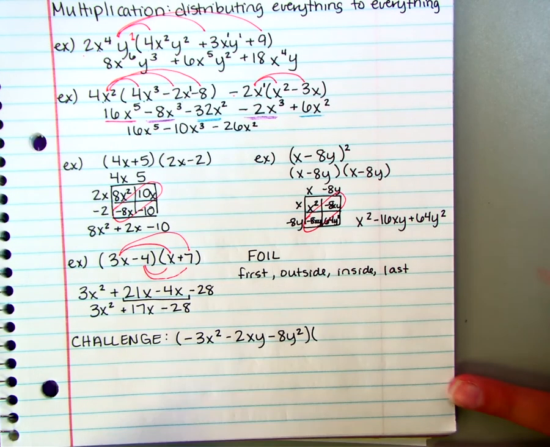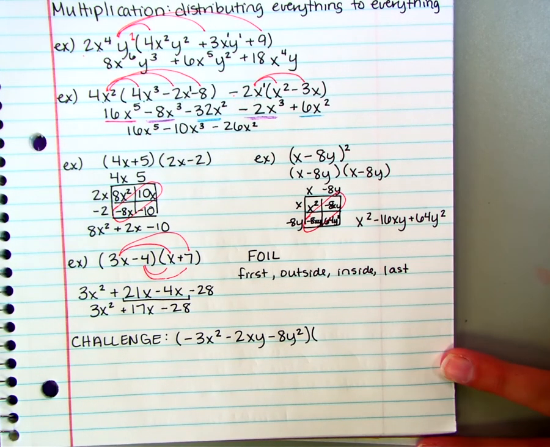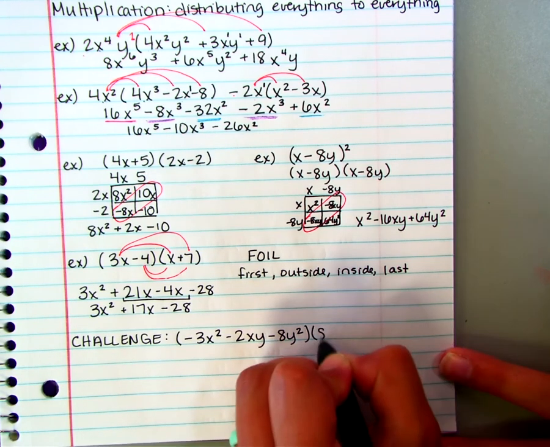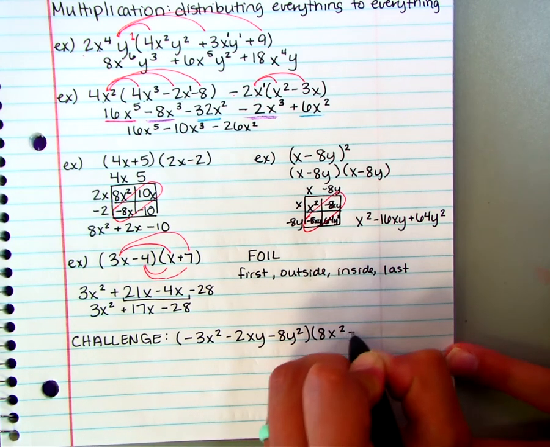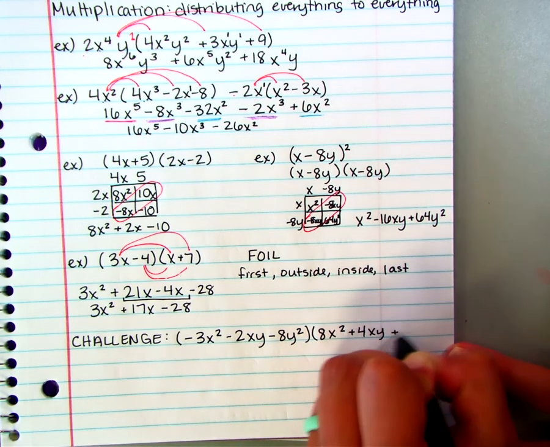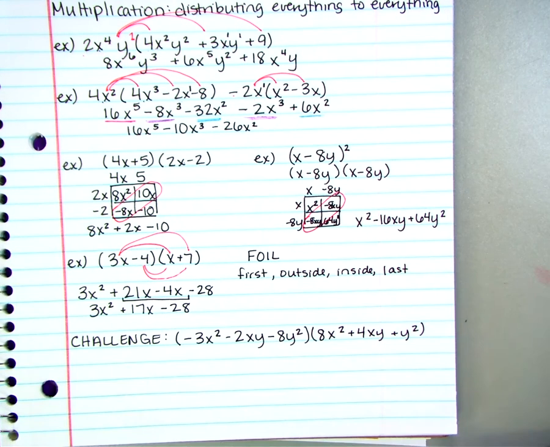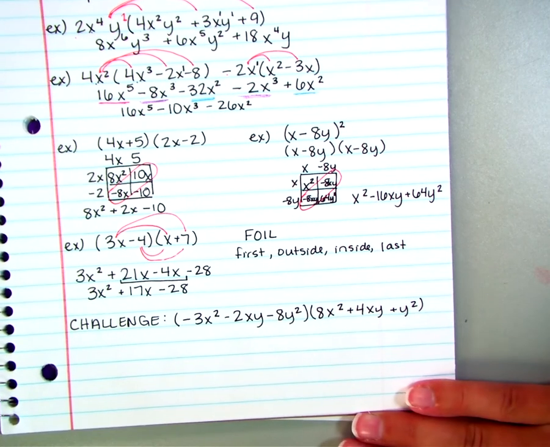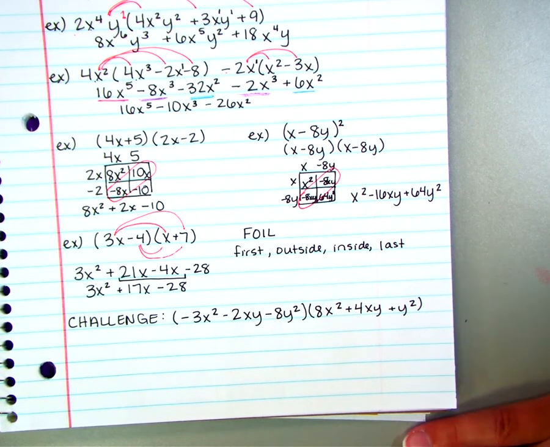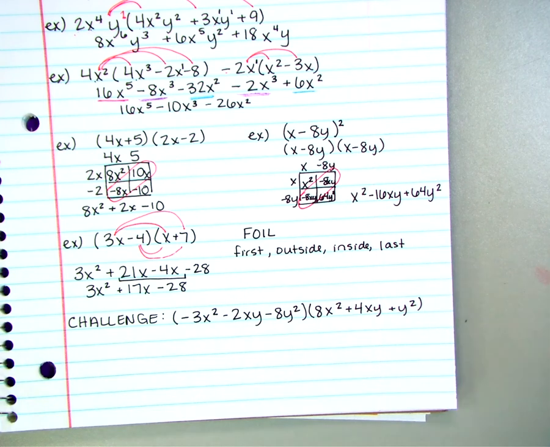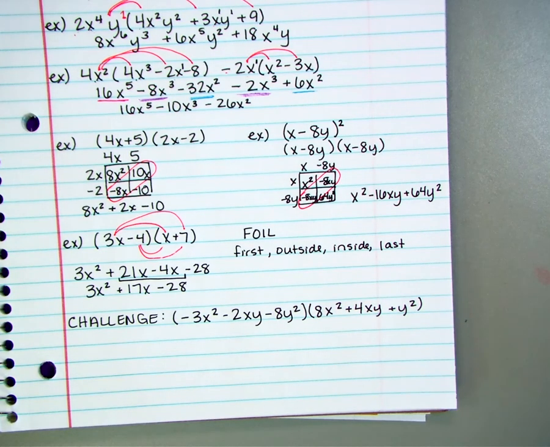So negative 3x squared minus 2xy minus 8y squared times 8x squared plus 4xy plus y squared. So you won't see a lot of these. They're not really super useful. And there's not really a whole lot of real world applications where you've got polynomials like this, where you're multiplying them. So it's purely just for mathematical practice.